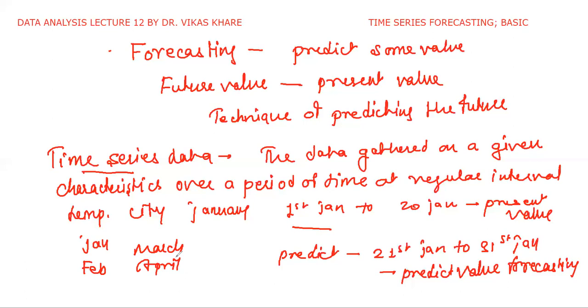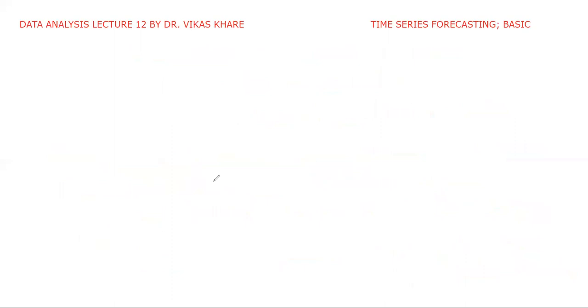So in another way, forecasting is predicting some values, identifying the future value with respect to the present value. There are a number of possibilities of time series forecasting. There are three types of time series forecasting. The first one is related to trend, the second one is related to cycle, and the third one is related to seasonal effect.